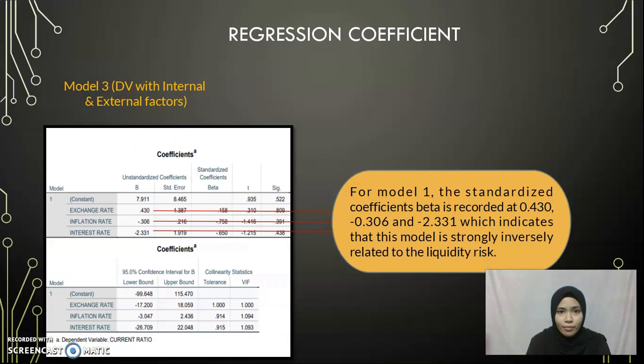Coefficient. From Model 1, the standardized coefficient beta is recorded at 0.430, negative 0.306, and negative 2.331, which indicates that this model is strongly inversely related to the liquidity risk.